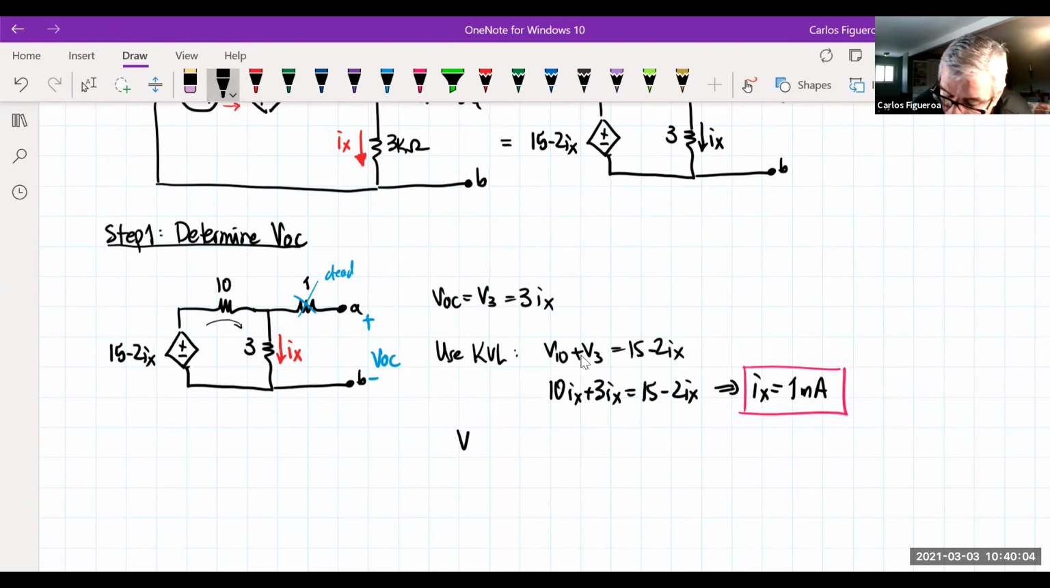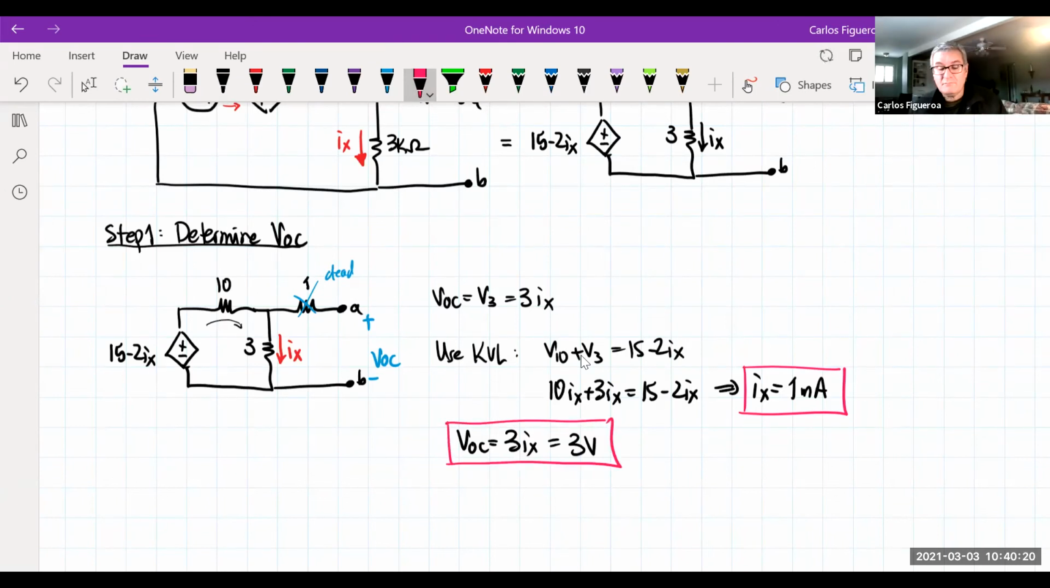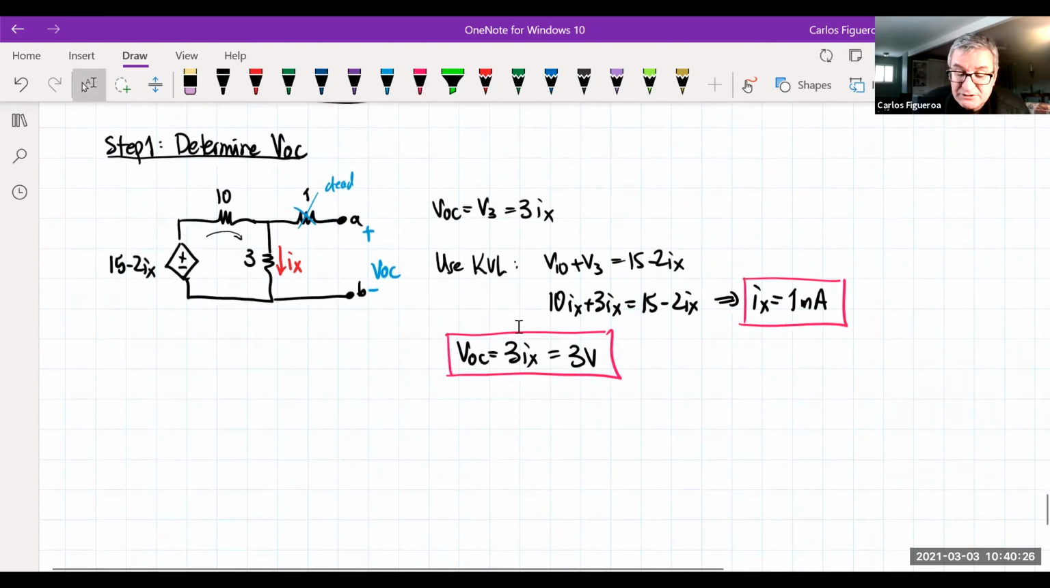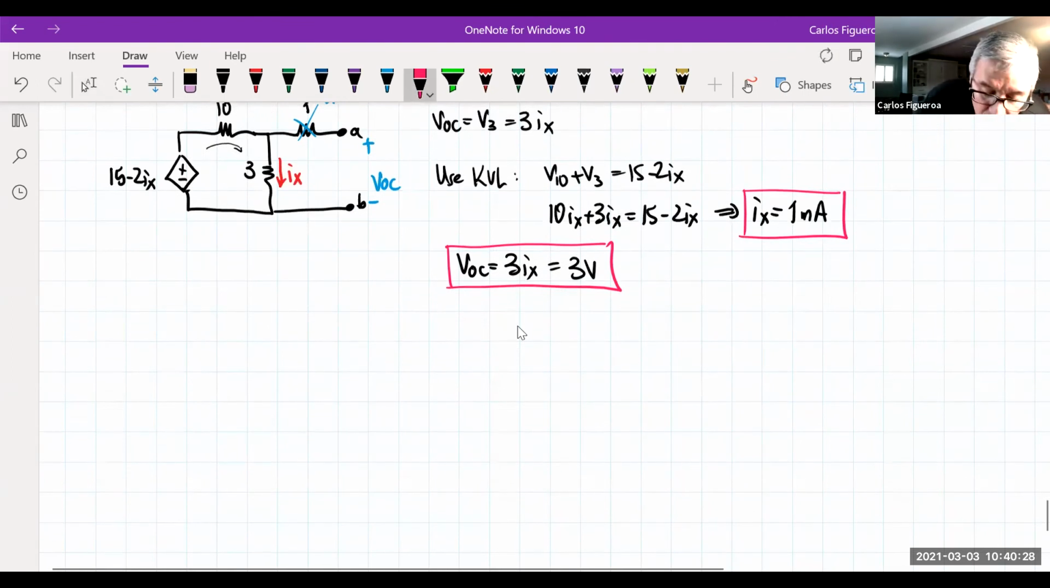So then VOC is 3Ix, and I know that's a 3K times a 1 milliamp, so therefore this is 3 volts. So I now have VOC. I know my voltage. Now I got to go place the short here. So if I got to go place the short, I now want to go do step 2 now.